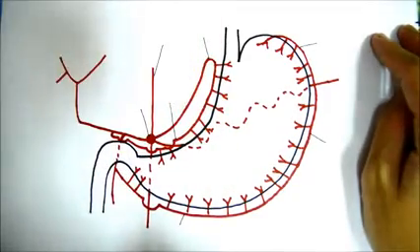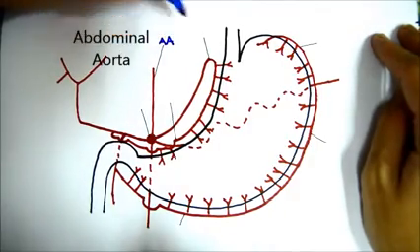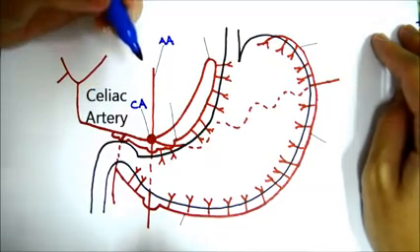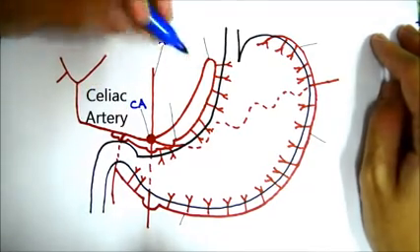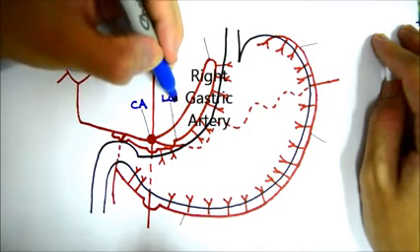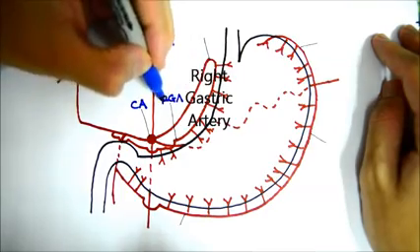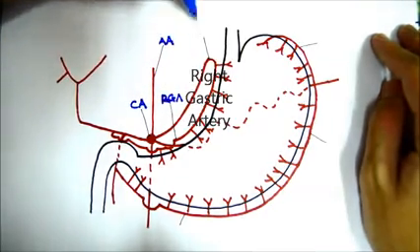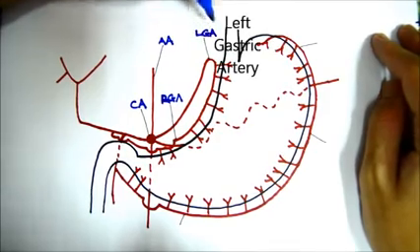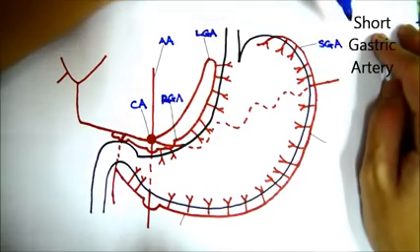Okay, so the first one is the abdominal aorta. Next is the celiac artery, or in some books they use the term celiac trunk. This one is the left gastric artery. Oh no, this one is the right gastric artery. This one is the left gastric artery. This one is the short gastric artery.